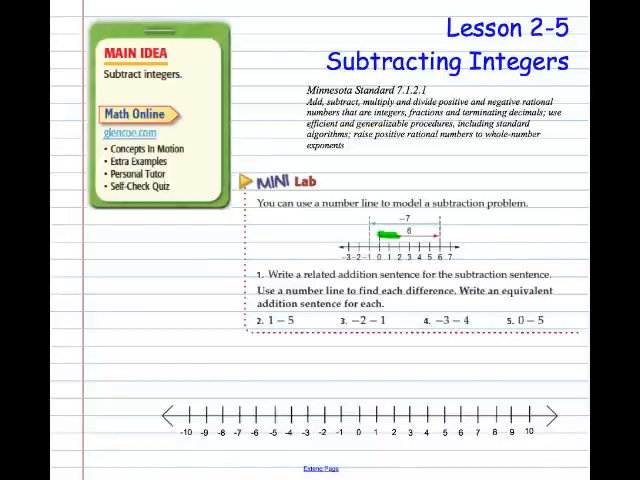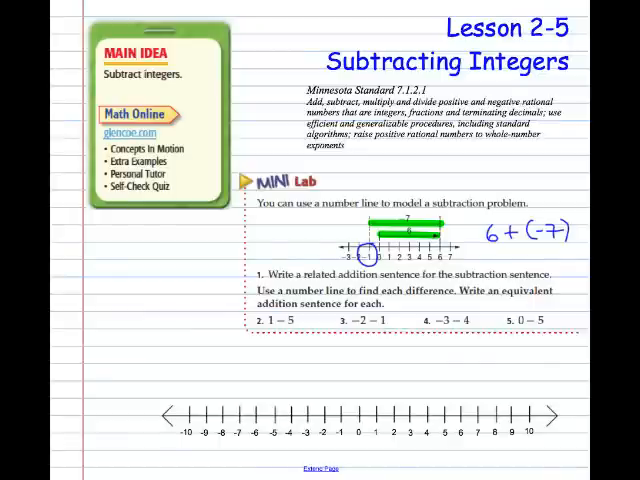This is 6 minus 7. A related addition sentence would be 6 plus a negative 7. Both result in an answer of -1.